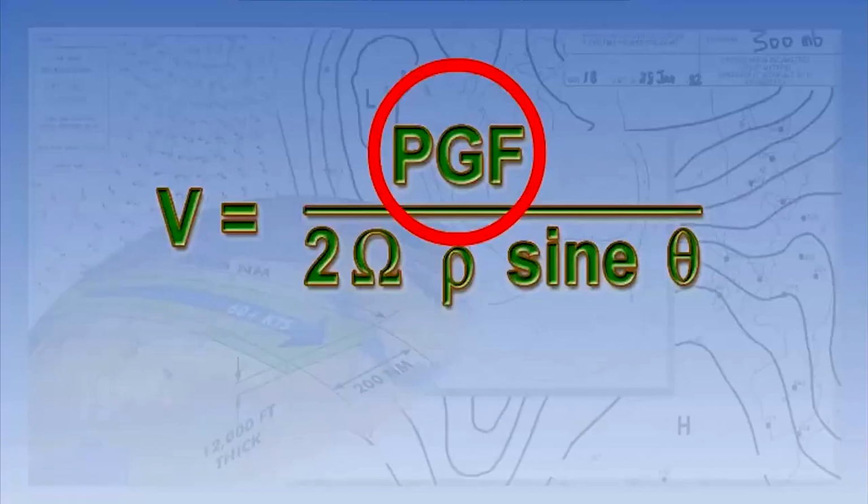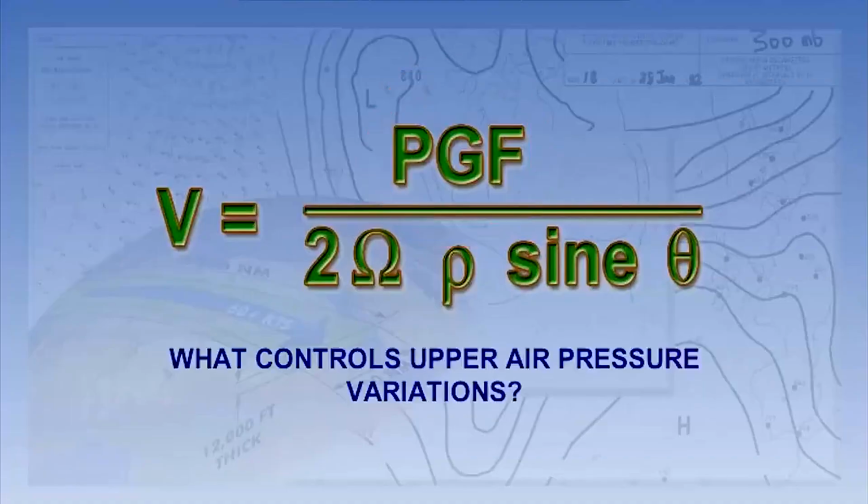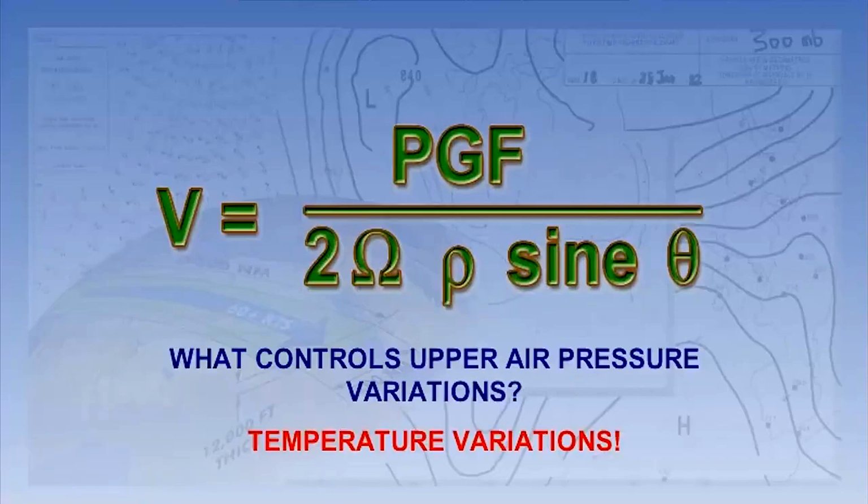The other main element of the formula is the pressure gradient force. As with surface winds, the greater the pressure gradient force, the greater the speed of the wind. We've seen in earlier lessons what factors control surface pressure. But what is it that controls upper air pressures, and therefore upper air pressure gradient forces? More importantly, why do we have varying pressures in the upper atmosphere?